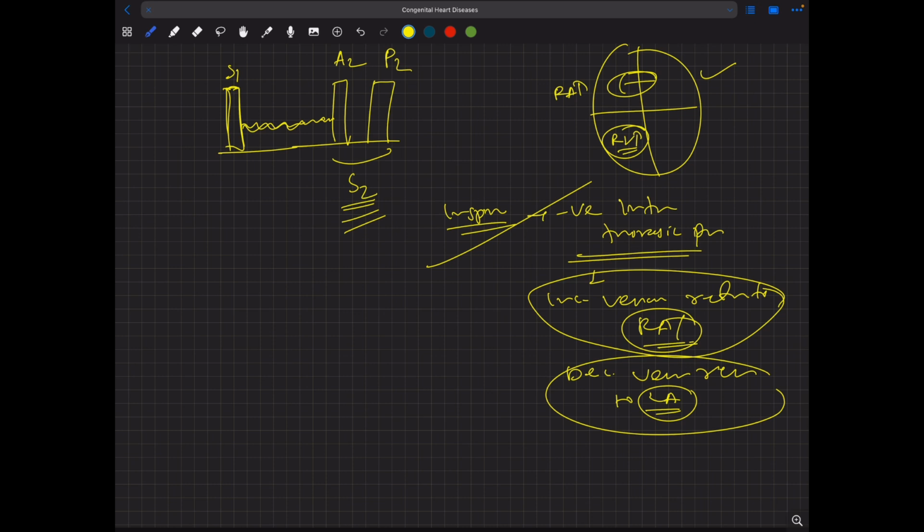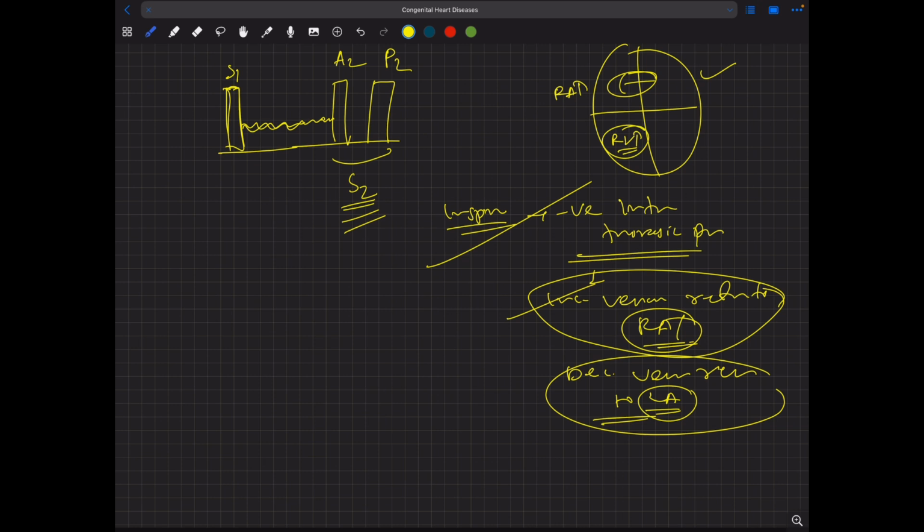Right ventricular stroke volume increases due to this increased venous return, and so it takes a longer time to close. So P2 is delayed during inspiration. The left ventricular filling is decreased, so left ventricular stroke volume is decreased, so A2 closes earlier. So this is the physiological cause.